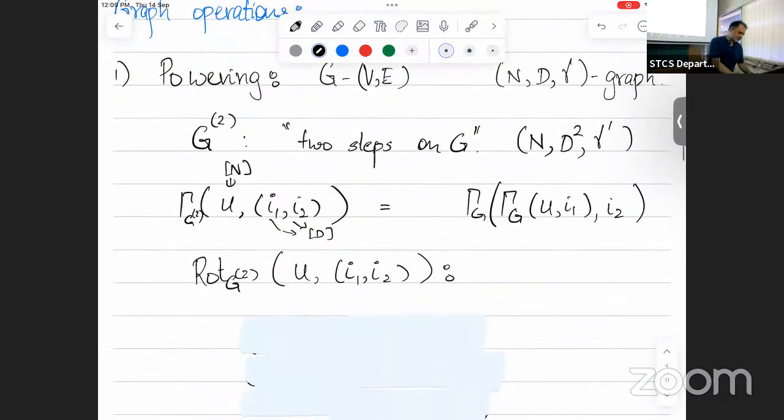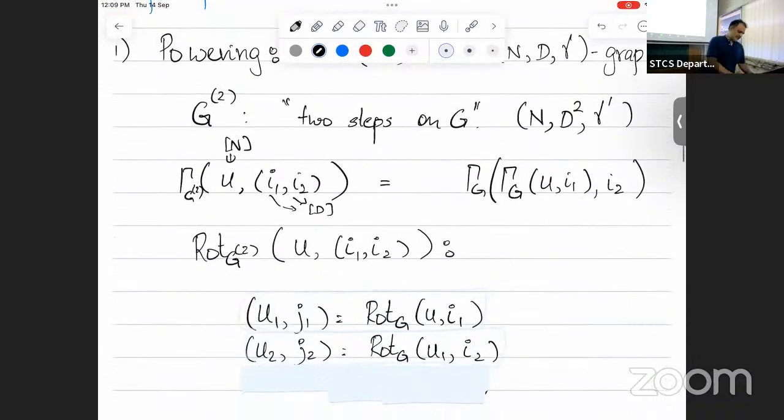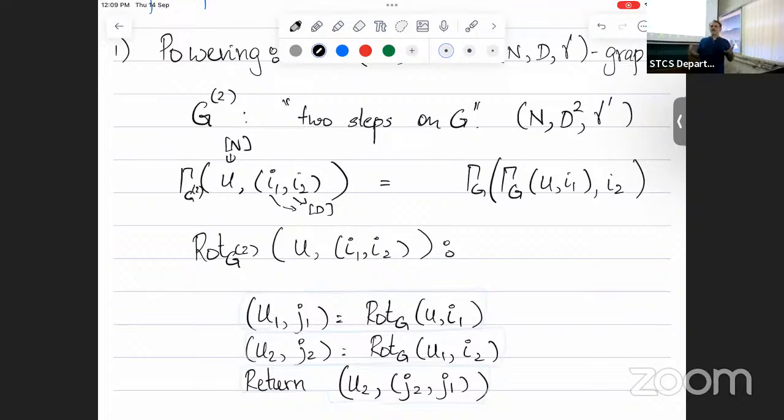If you think about it in terms of rotation maps, this is what you would have written as code. I want to find the rotation map of u with respect to (I1, I2). I first compute the rotation map of u with I1, and I get u1 and j1. Then I compute u1's rotation map with I2, so I get some u2 and j2. So u2 is where I should land. But I also need to know, if I were to retrace my path, what should I do? I should first take the j2th edge and then the j1th. You just need to be a little careful when writing this, but there's nothing fancy going on.